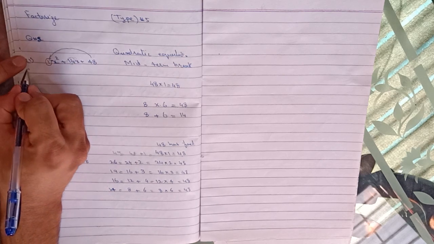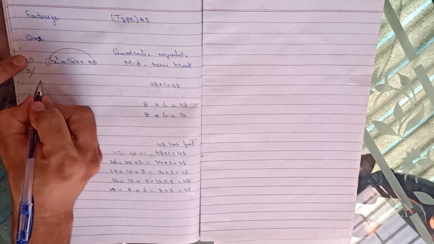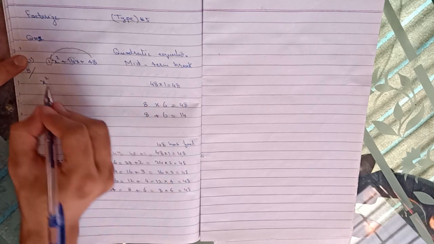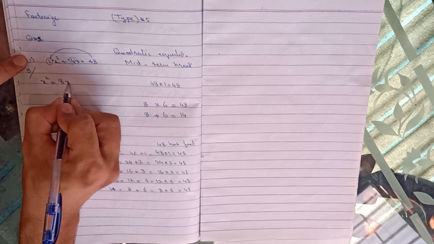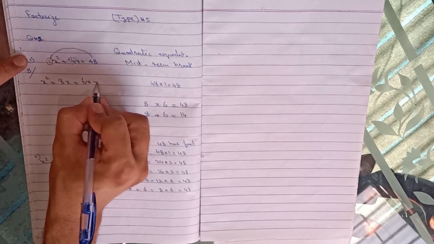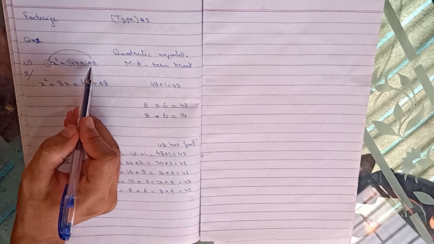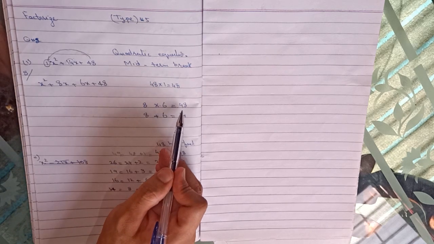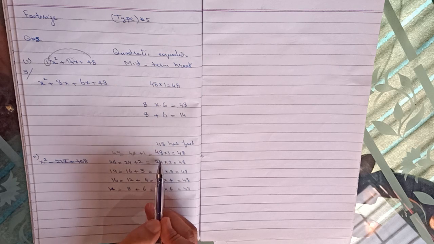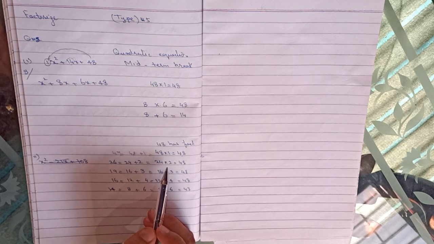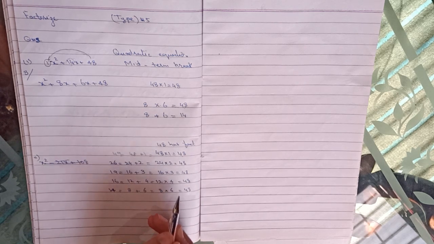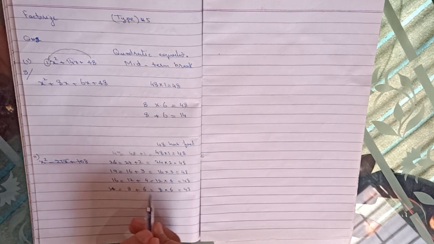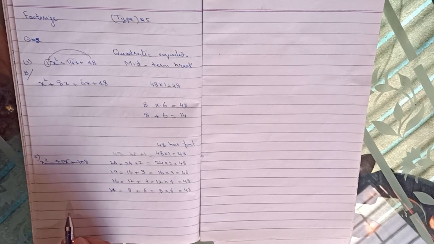So in the solution, we will write x square plus 8x plus 6x plus 48. Mid term break is a method in which you multiply the constant with the coefficient of x square. The answer is 48. We write the factors of 48, and those factors whose multiplication is 48 and whose sum is 14 can be taken as the solution. So we select 8 and 6.